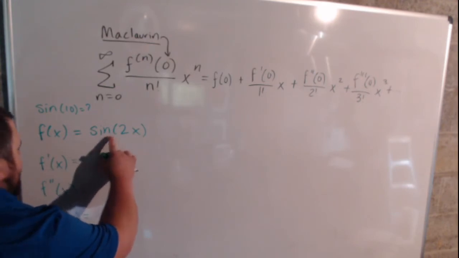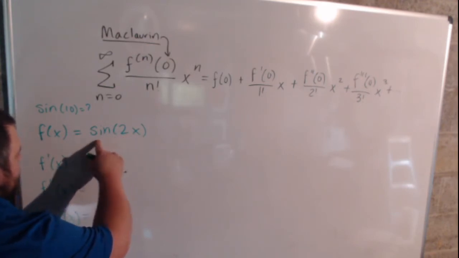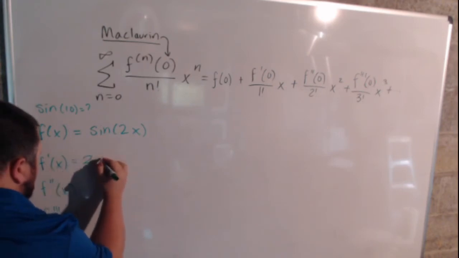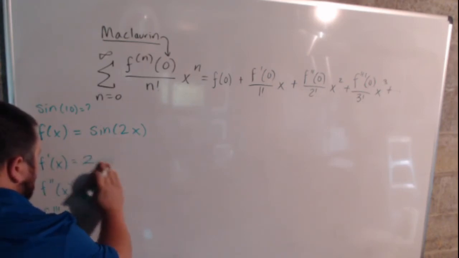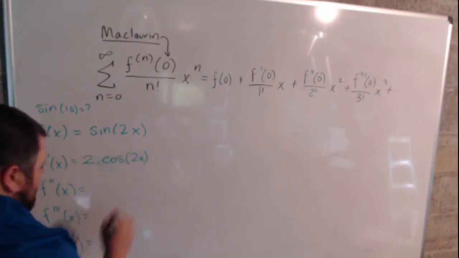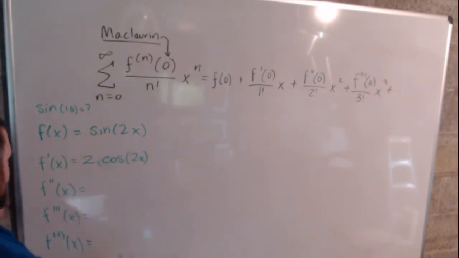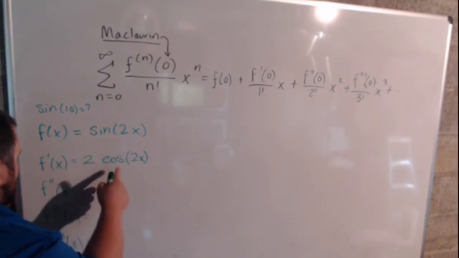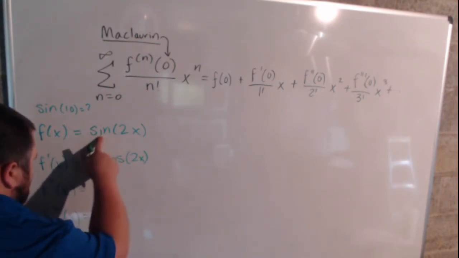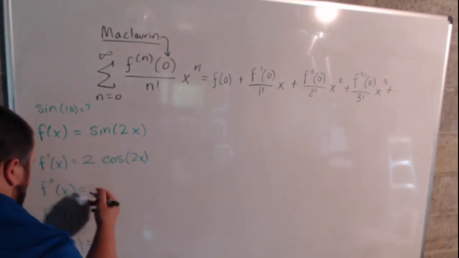So derivative of sine is cosine, and I get a 2 out in front because of the chain rule. So 2 cosine 2x, and then derivative of cosine makes it minus the sine, and you get another 2 out in front.